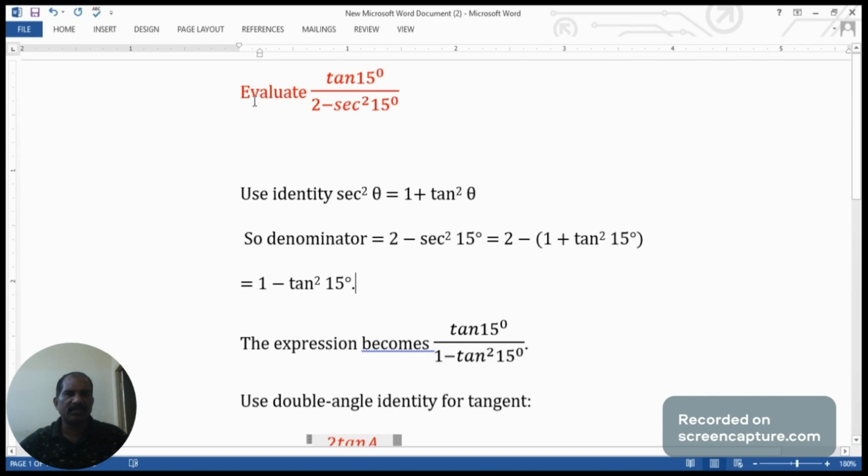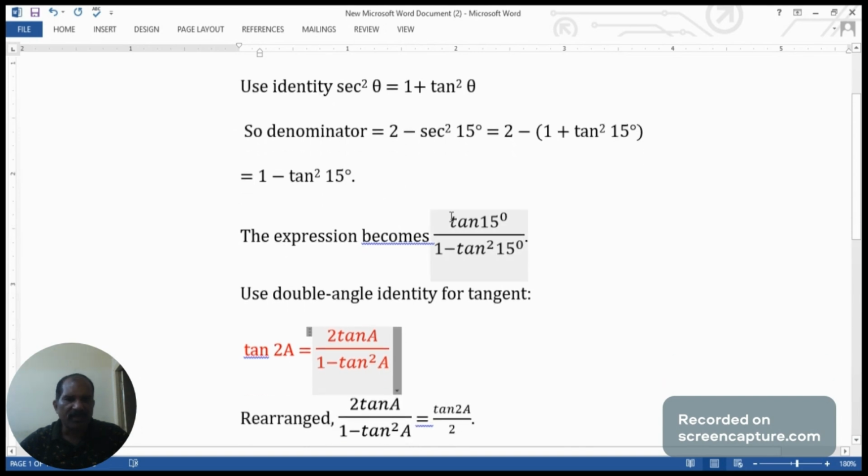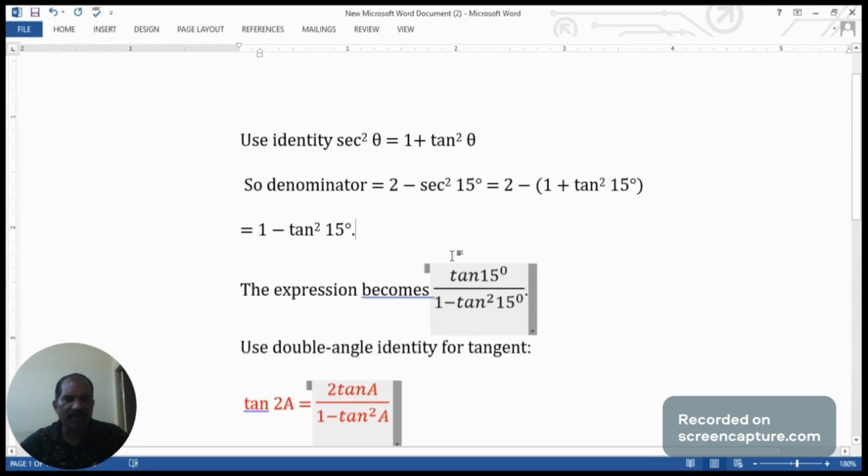Hello students, let us evaluate this problem: tan 15 degree divided by 2 minus secant square 15 degree. We have the identity secant square theta is equal to 1 plus tan square theta. So the denominator 2 minus secant square 15 degree is equal to 2 minus (1 plus tan square 15 degree). After subtraction we will get 1 minus tan square 15 degree, and this expression will become tan 15 degree divided by 1 minus tan square 15 degree.